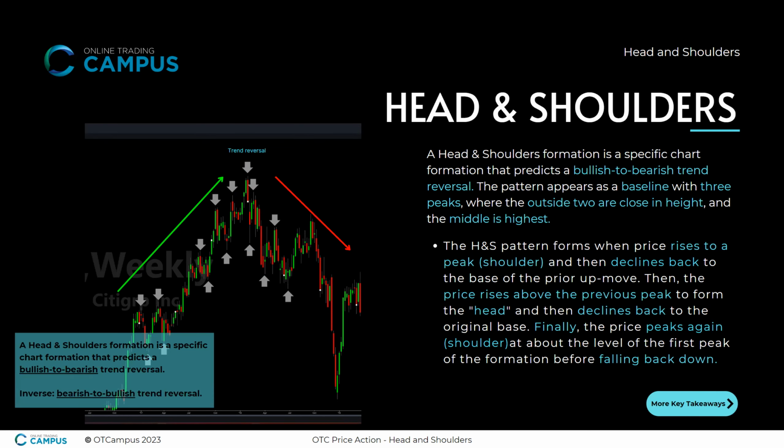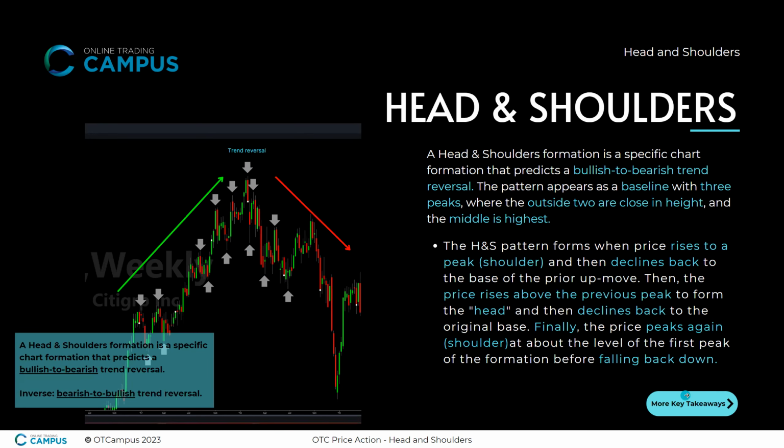Again, a head and shoulders formation is a specific chart formation that predicts a bullish to bearish trend reversal, right? Left side uptrend, right side downtrend. An inverse head and shoulders, we'll talk about this also, is a bearish to bullish trend reversal. That means it's not an uptrend to downtrend reversal, it is a downtrend to uptrend reversal.